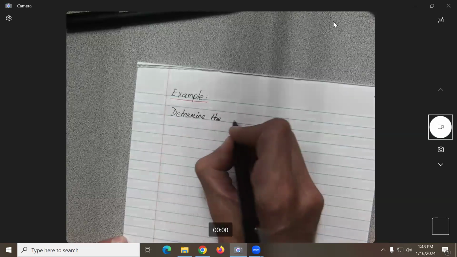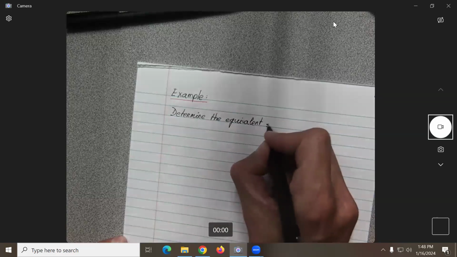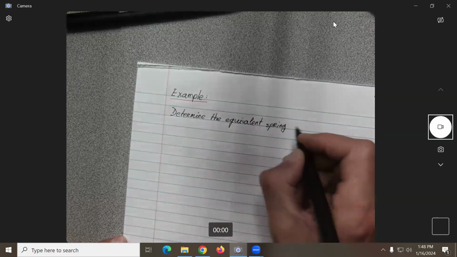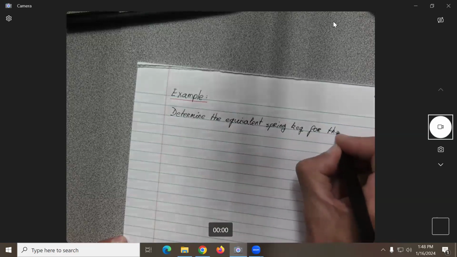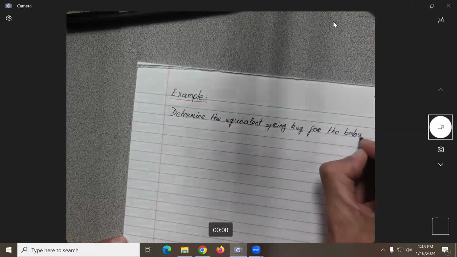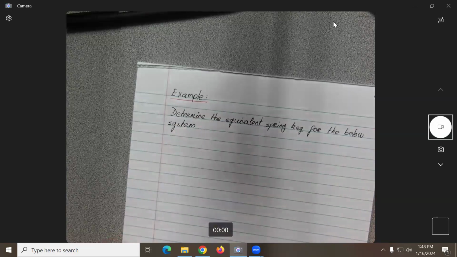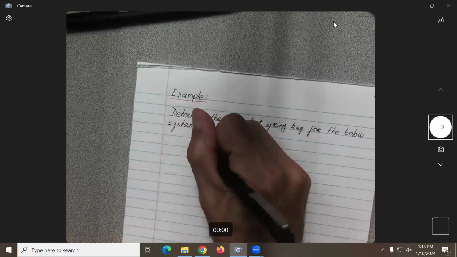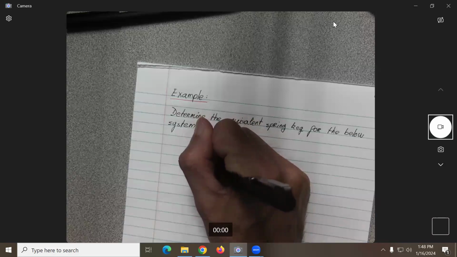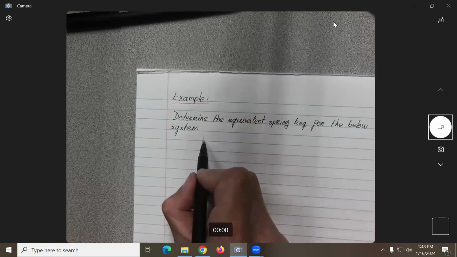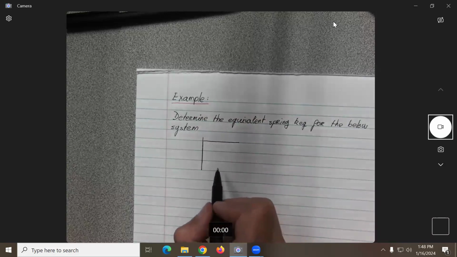Determine the equivalent spring, K equivalent, for the below system. So this time you have to go back to something we did the other day. Actually, the last thing that we did the other day. So let's see.